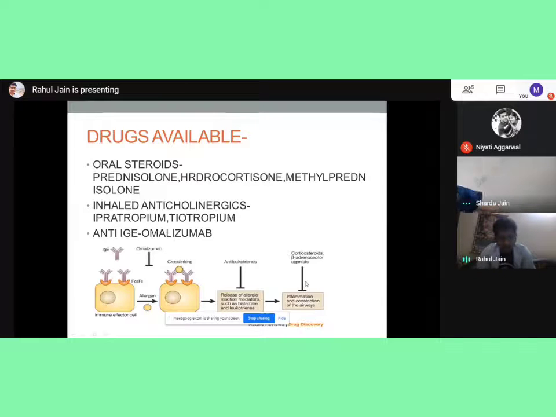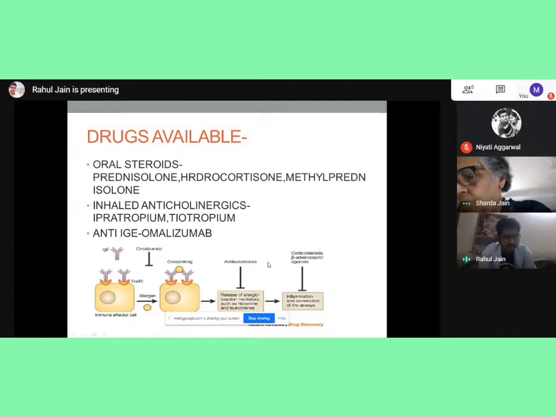So what is most important in this diagram is that when I give corticosteroids and beta adrenergic receptor agonists and all these drugs, they act at the last part of the cycle. So much of the story has already happened, the allergen has already bound. So these drugs will provide symptom relief, but they're not very good at preventing the progression of the disease. So this diagram says it all.